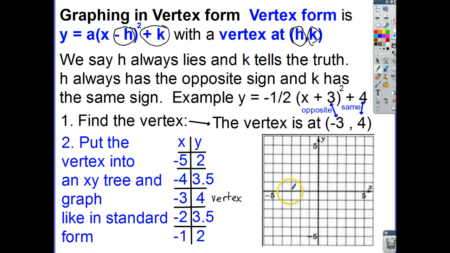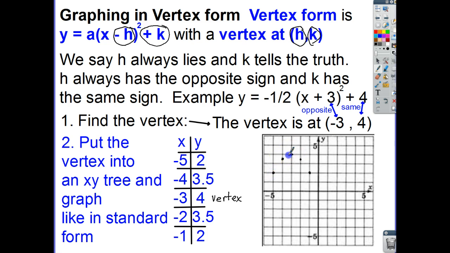So we have -3 and +4. That's the vertex, which is going to be the highest or lowest point. -3, +4, I've done my vertex. Then -4 and 3.5, so here we go right here. 2 and 3.5. -1, and we're at 2. And over here at 5, we're at 2.